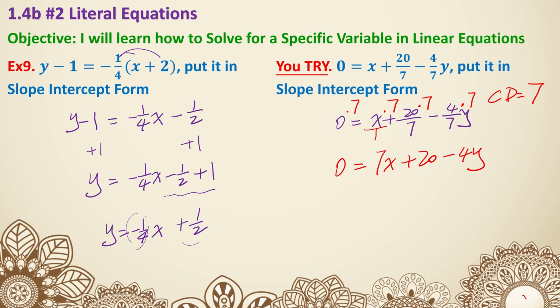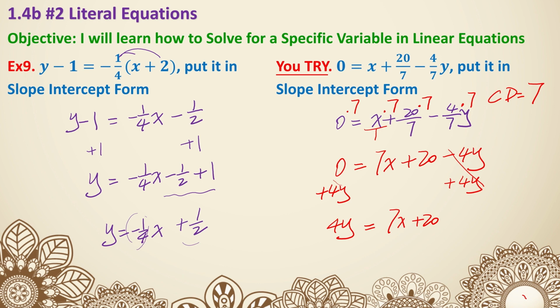And then our goal is to get y by itself. You can choose to move the 7x and the 20 over so that the y is by itself, or you can actually move the y. So let's do that. Add 4y on both sides. We get 4y equals 7x plus 20. And sometimes this may be easier, just to move the y.